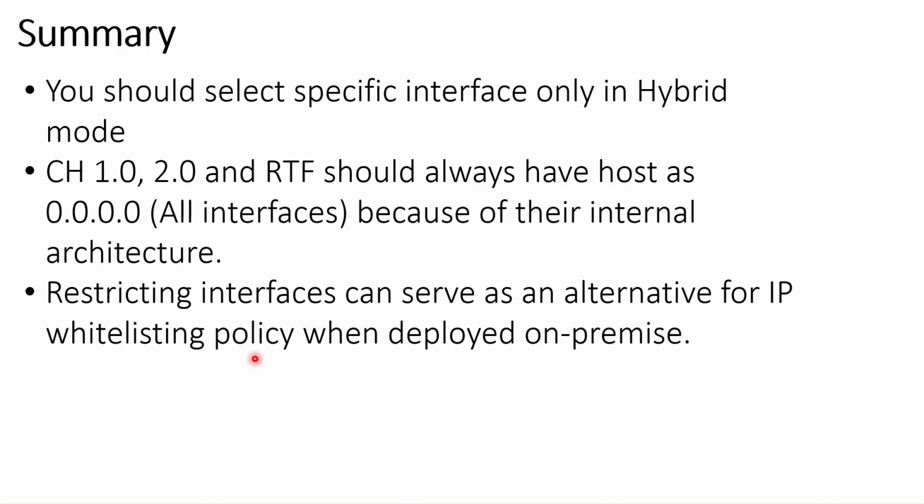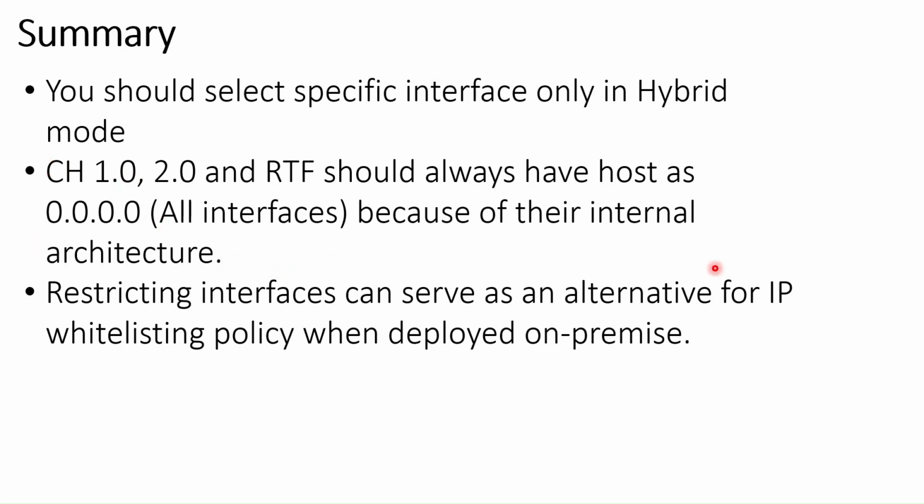So now it's time to summarize the learning. You should select a specific interface only when you aim to deploy your Mule application on a hybrid deployment model. That is when your Mule runtime is on premise and it's connected to the control plane on Anypoint Platform. CloudHub 1.0, 2.0 and RTF should always have the host section of the HTTP listener config as 0.0.0.0, which means all interfaces, because of their internal architecture, and we have seen the detailed explanation in the previous slides.